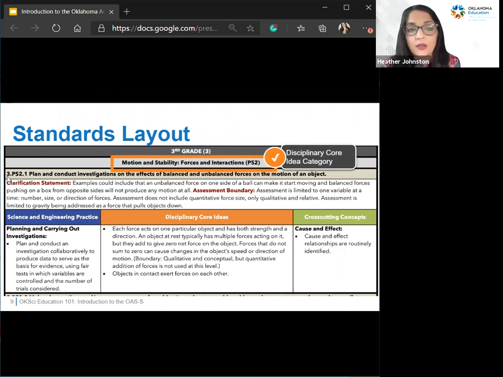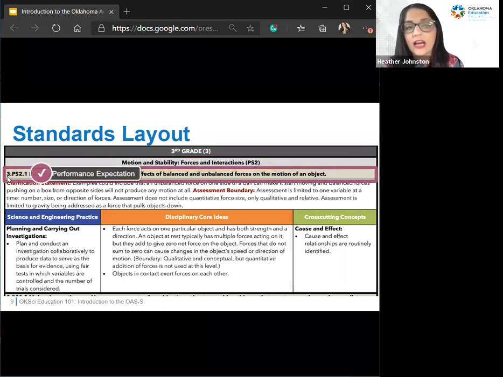The next box that you will find underneath there is the disciplinary core idea category. So we're going to talk about disciplinary core ideas a little bit later, but this is the content, one of the domains that we have. And each domain is broken down into idea categories. So for third grade here, we are looking at motion and stability.